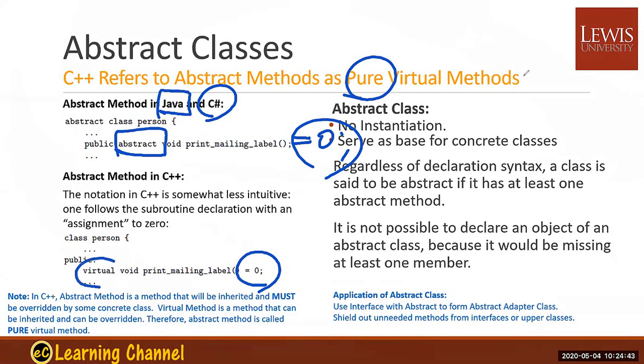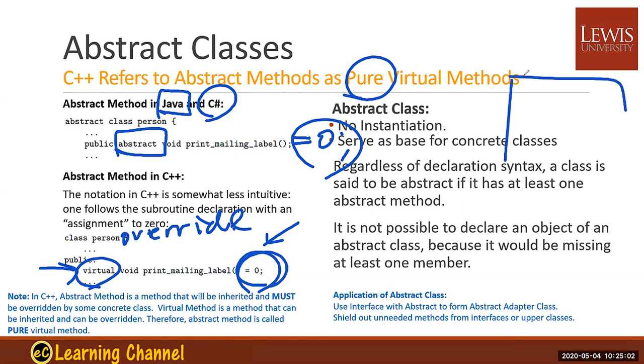You put virtual. Virtual means you can override, right? And then you put a zero, which means I don't have the implementation, so the subclasses need to override. Here this Person class has an incomplete method called print mailing label, and this one already is an abstract method.